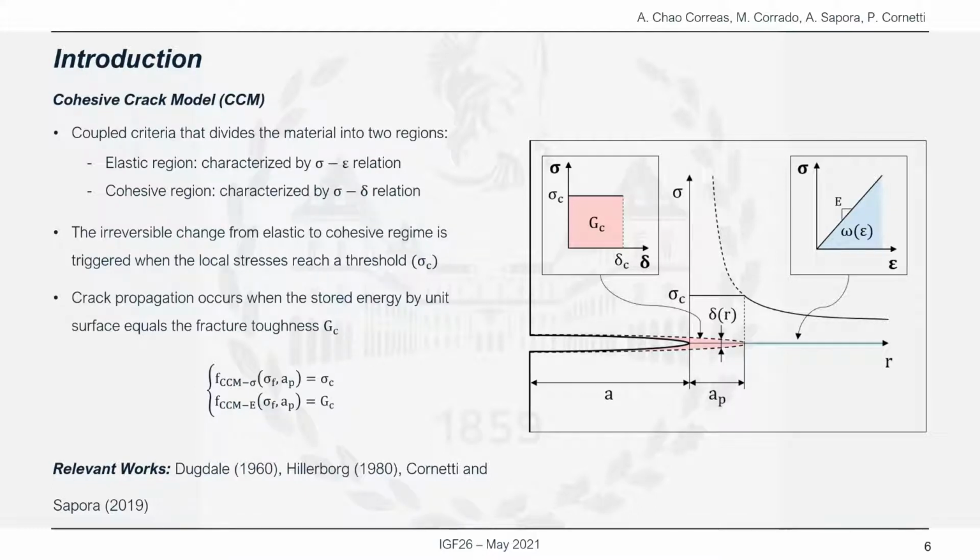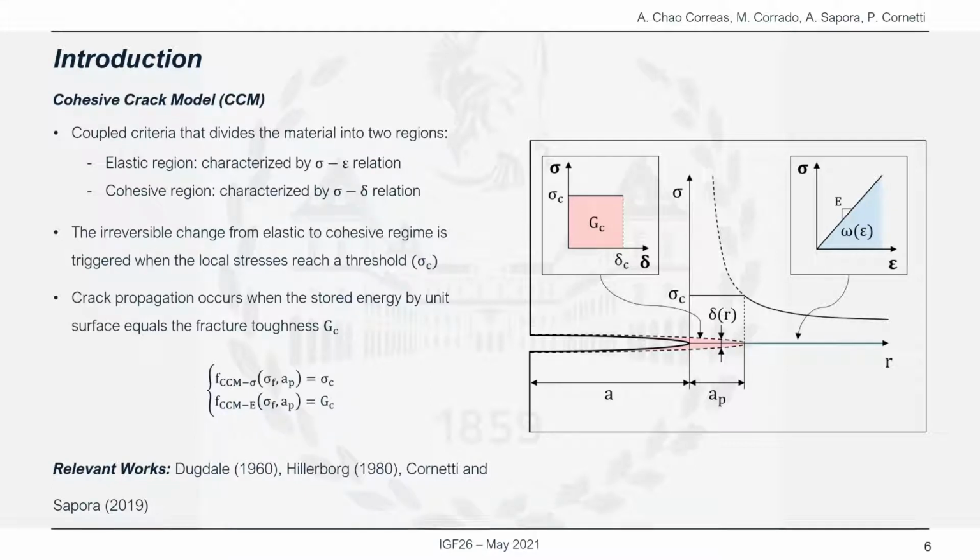The change from elastic to cohesive is irreversible, since it considers that some damage appears in the material, and happens when a stress threshold is reached. Eventually, crack propagation occurs at the mouth of the fictitious crack when the stored cohesive energy per unit area reaches the fracture toughness Gc at this point. As a result, the solution is given by the following system of two nonlinear equations with two unknowns: the failure load sigma f and the fictitious crack length a sub p.